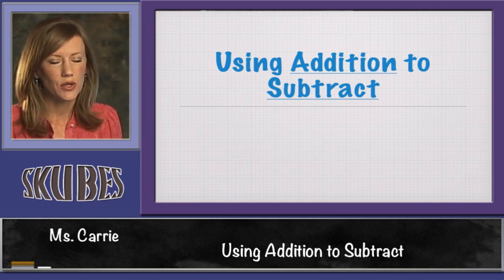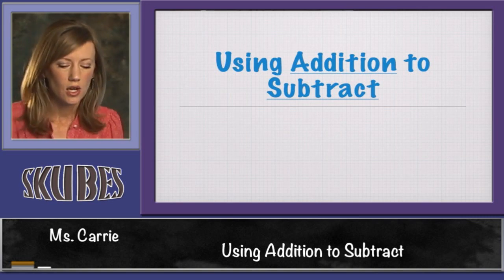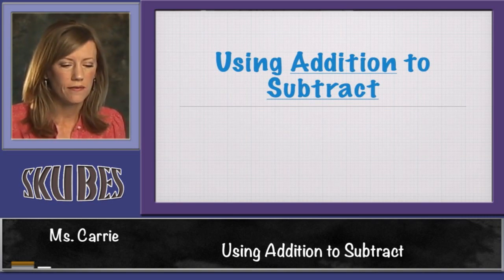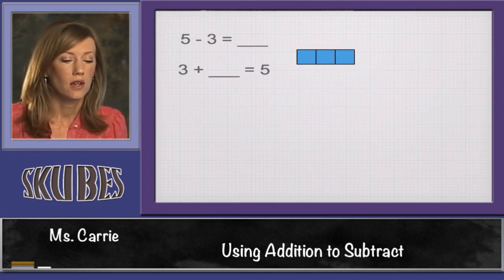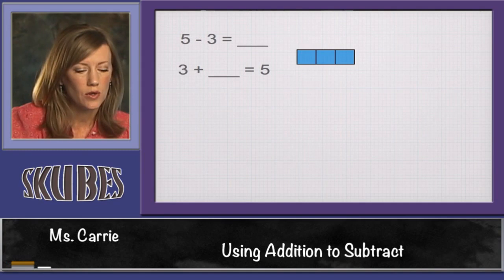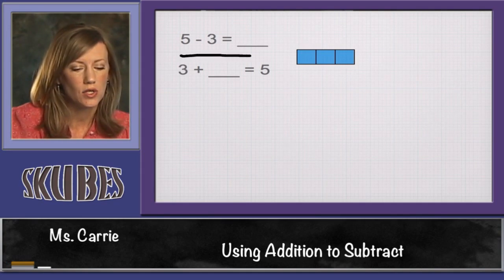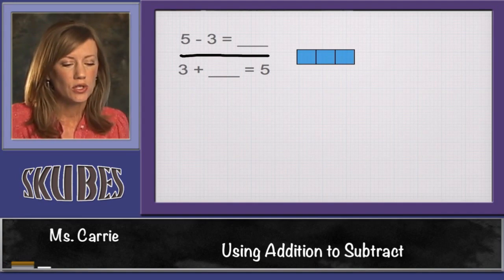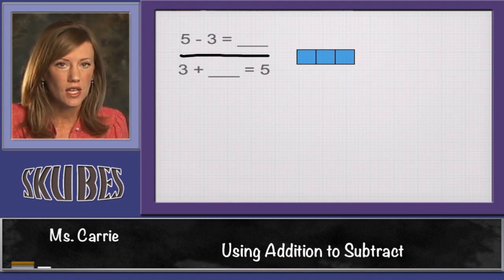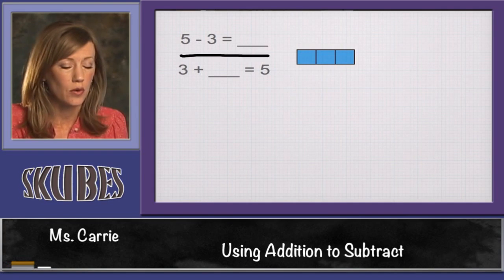This lesson is on using addition to subtract. One way that we can find the answer to a subtraction problem is actually to add. For example, if we look at this first problem here, 5 minus 3 equals blank, we're going to see how this works. What you can do to find the answer to this is actually add numbers.